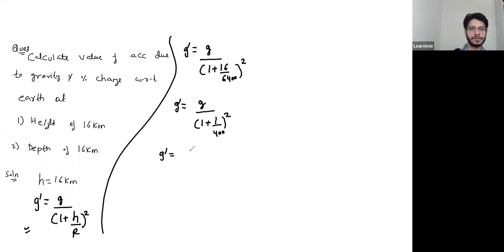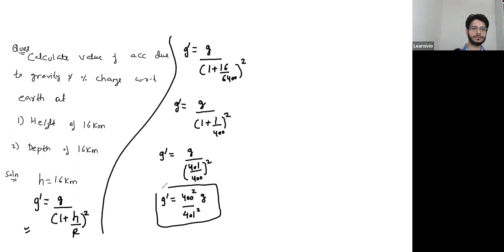So your G prime is G over (401 by 400) square. So your G prime is 400 square by 401 square into G. This is the value of G prime. I'm not calculating this value.